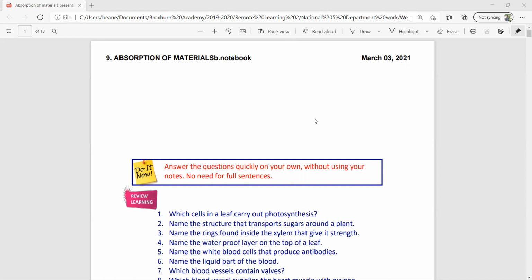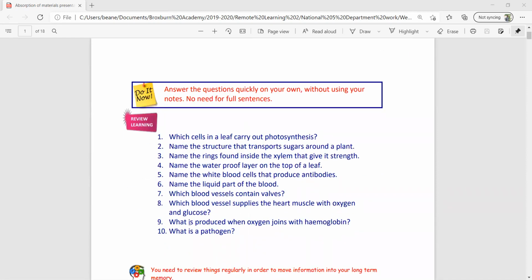So there are some questions that you can maybe have a wee look at just as a starter, just to recap what you've just been looking at. So you can feel free to pause the video and give those questions a go. And when you're ready, we'll continue on. I'm going to look at absorption of materials.